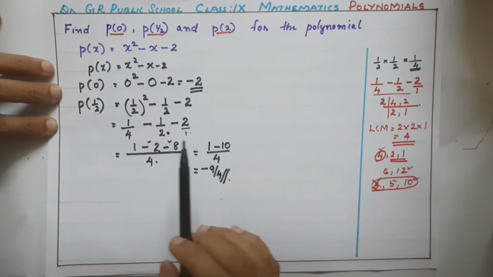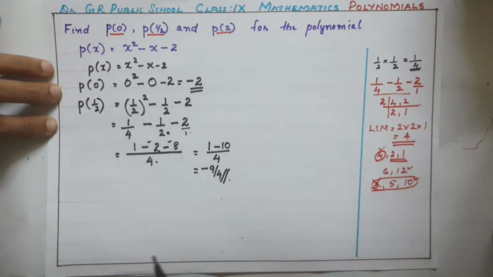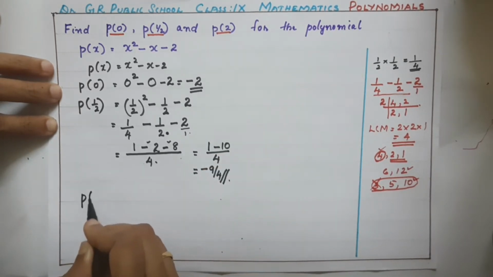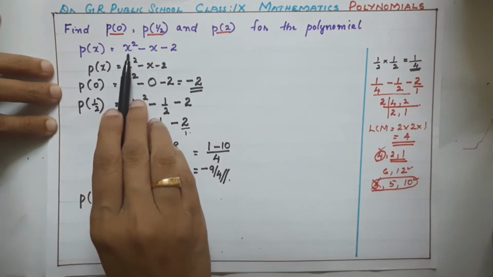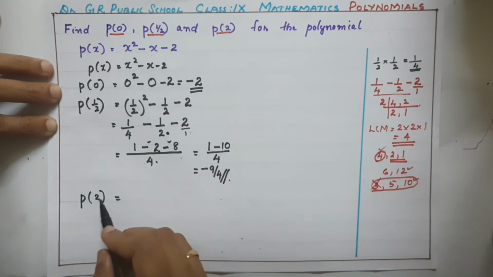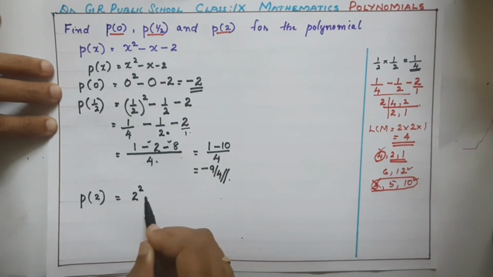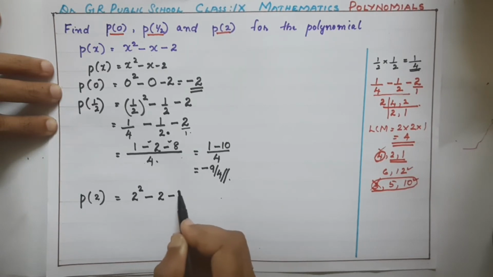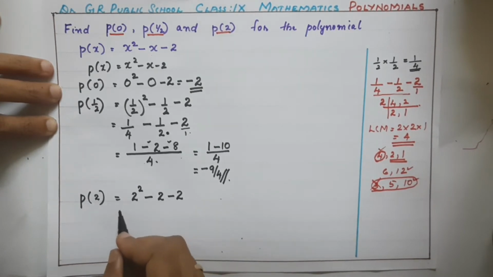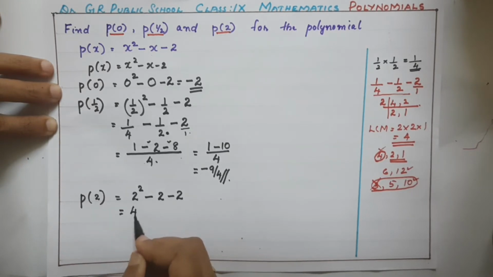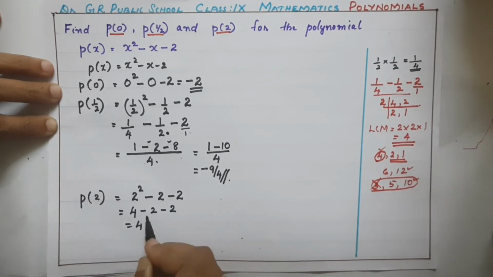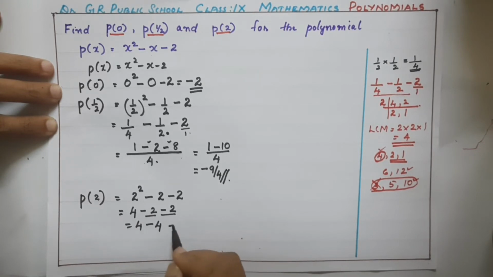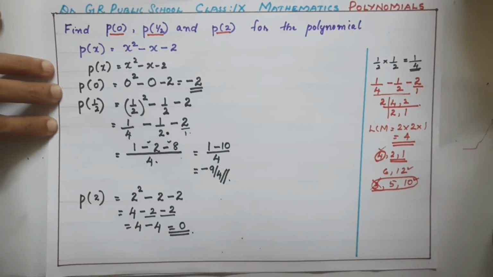Now what is our next question? P of 2. Okay. So now we have to find out P of 2. So our polynomial is x square minus x minus 2. So first 2 square minus 2 minus 2. Okay. What is it? 2 square is 4. Then minus 2 minus 2. So it is 4. What is minus 2 minus 2? Same sign. We have to add. Minus 4. So the answer is 0.